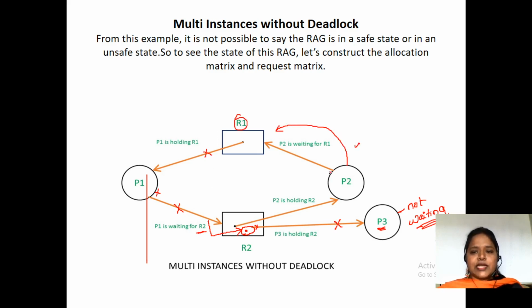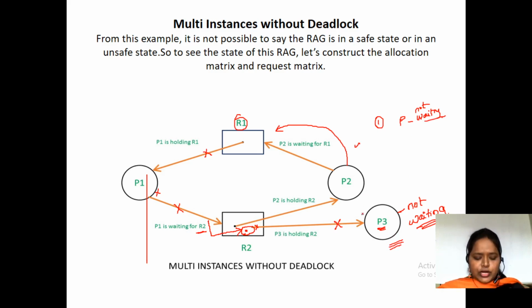What I mean to say is, if we are given a graph and we have to find whether the deadlock is there or not, first we have to find the processes which are not waiting for any resources. So P3 is not waiting for any resource, so there is no chance of getting into the deadlock.